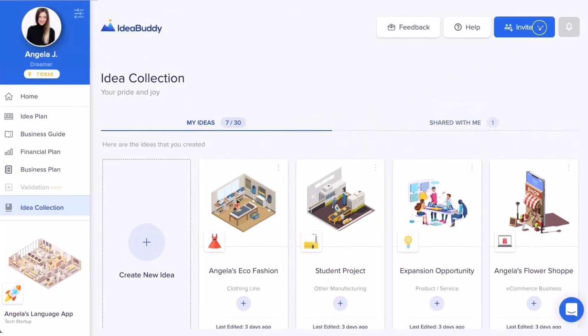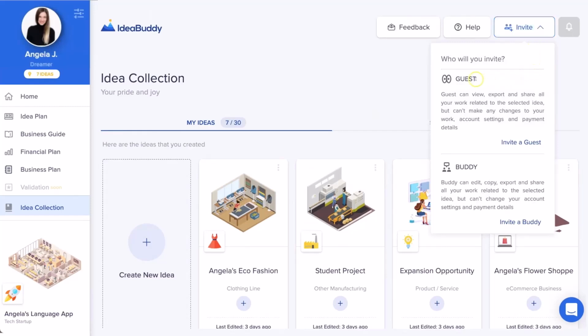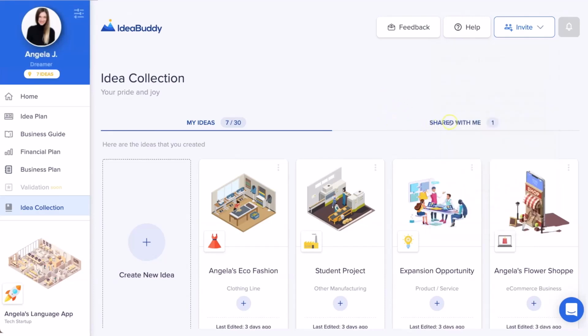But IdeaBuddy does have a great collaboration feature, and this means that I can invite someone in to either look at my business planning process as a guest or be a buddy and actually be invited to make changes to my business plan. So if you invite someone as a guest, they can look at your work and they can export it and share it, but they won't be able to make any changes either to your work or to your account or any of your payment details. But you can also invite someone as a buddy. Now this is someone that you're really going to collaborate with, someone that you trust to edit, to copy, to export, to share your idea. But of course they can't get into your account settings and they can't change your payment details. So this is really just someone that you want to collaborate on a project, on an idea with.